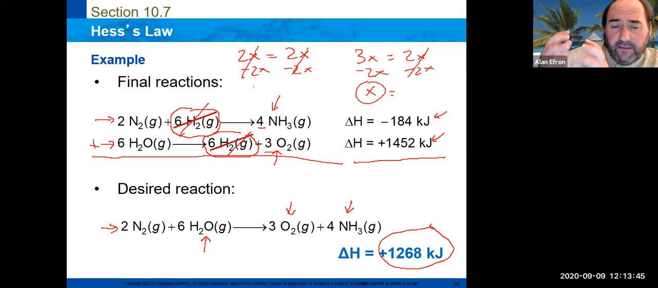And you want to do it in such a way that when you add all those individual equations together, it gives you that desired equation. And you're always going to be given that reaction in a problem like this. They'll always tell you, hey, this is the reaction that you're looking for.